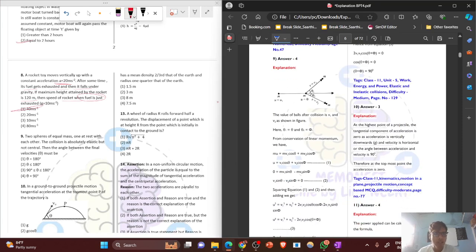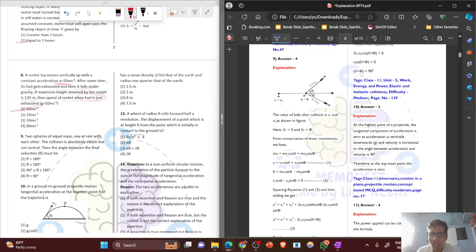Now moving ahead, two spheres of equal mass, one at rest. The collision is absolutely elastic, but not central. Central means what? Here it is telling us it's not a head-on collision. The question is asking about the angle between the velocities. We can easily calculate it using the conservation of energy. As it is absolutely elastic, energy will be conserved, and momentum is also always conserved in a collision.